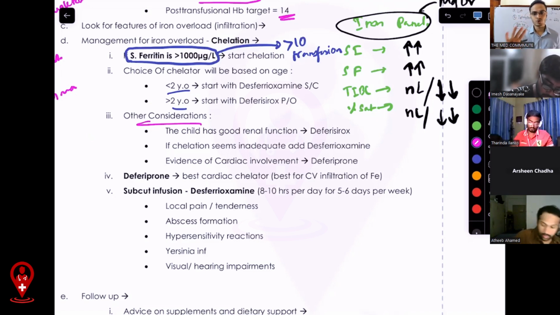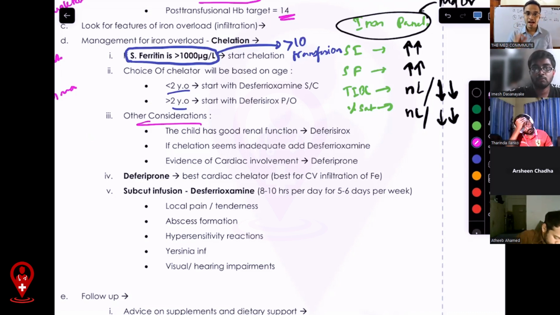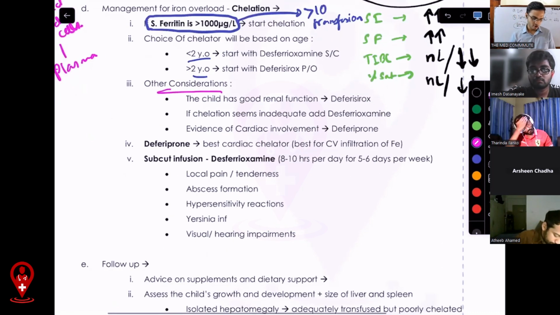So that is a clinical judgment, guys. Usually we won't get to make these decisions. These will come from higher above. So nothing too much to worry about, but just know. Let's say you have put the child on oral Deferasirox. The child is more than 2 years of age, let's say a 10-year-old child on oral medication. When they come for the next transfusion, you can check their iron panels, and if the chelation is inadequate, you can put them on subcut as well, even though they are more than 2 years of age. There is a place for it. And then evidence of cardiac involvement. We mentioned deferiprone, just remember.